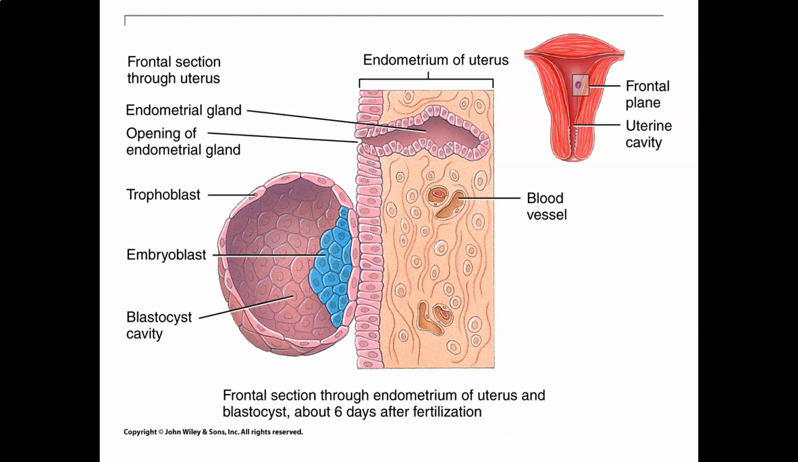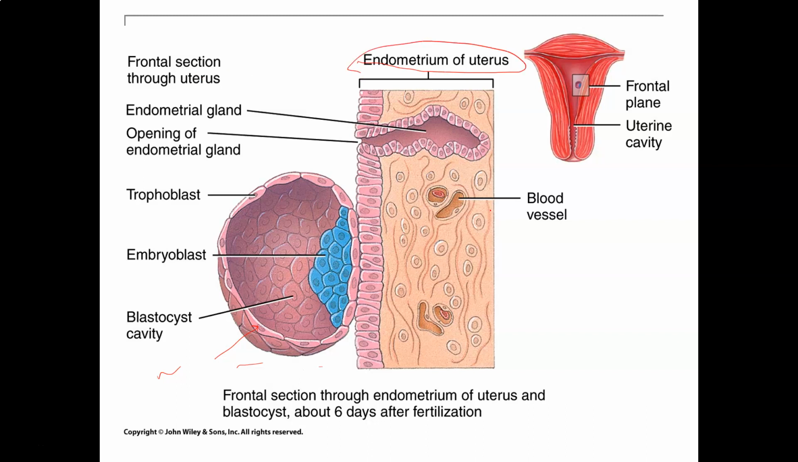Here we see a blastocyst, and you see the embryoblast. Now it's in blue. But again, keep in mind that all these cells have the same DNA in them. Anyway, here we see the blastocyst in the uterine cavity. So this white space out here would be the cavity of the uterus. And you see it's now up against the endometrium of the uterus.